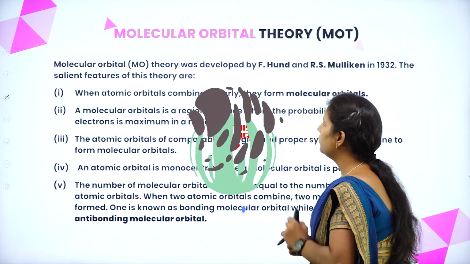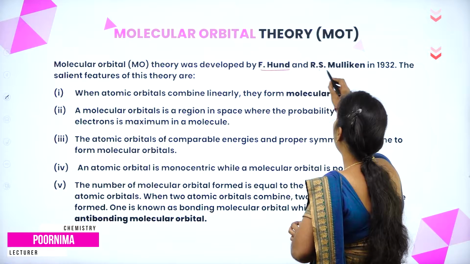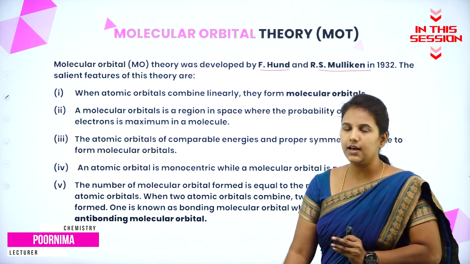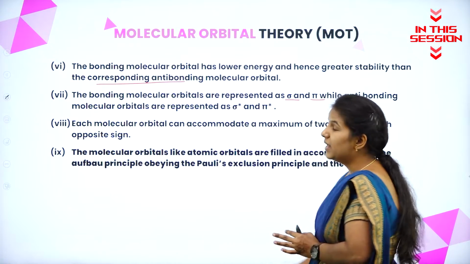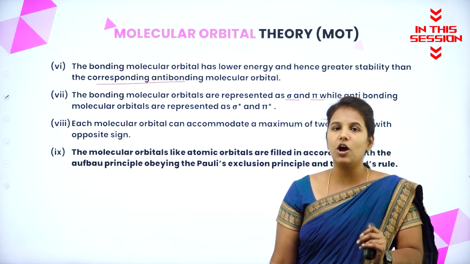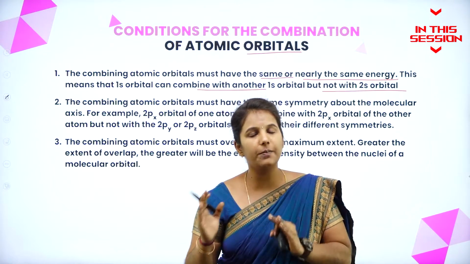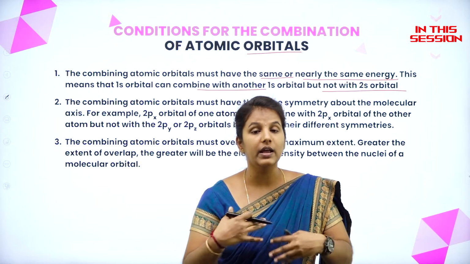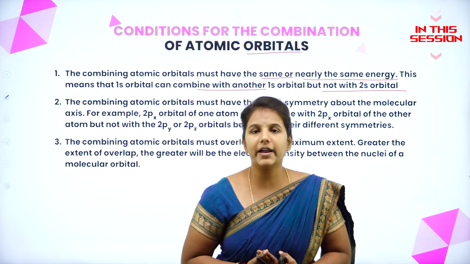Molecular orbital theory was first developed by F. Hund and R.S. Mulliken in the year 1932. Bonding molecular orbitals are represented with sigma and pi, whereas anti-bonding molecular orbitals are represented by sigma star and pi star. Always lower energy has to pair with lower energy. Lower energy never pairs or bonds with higher energy.